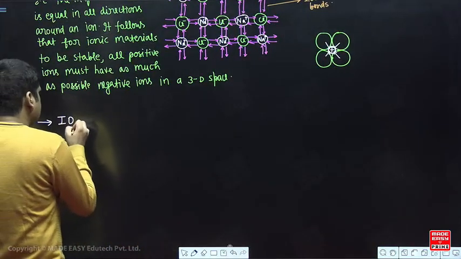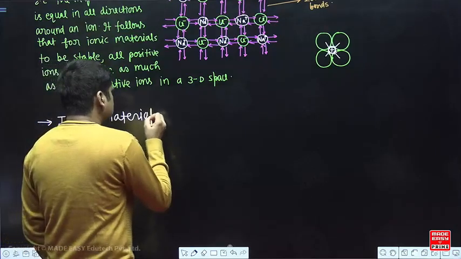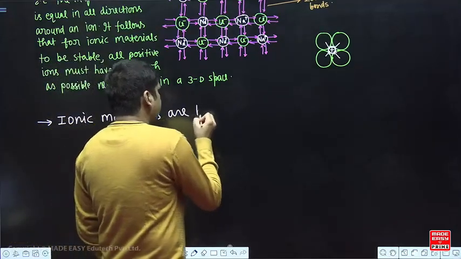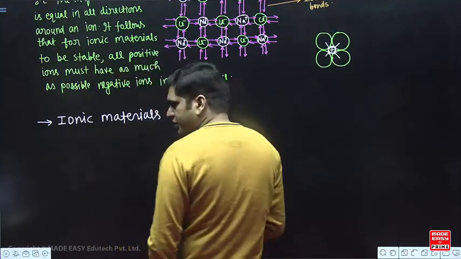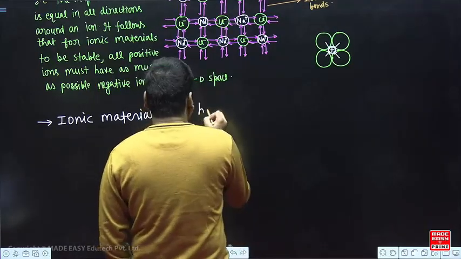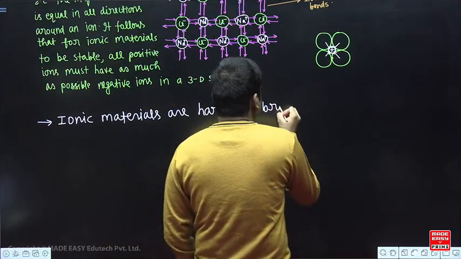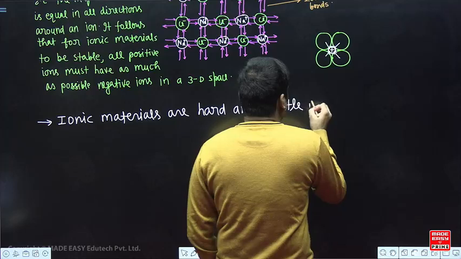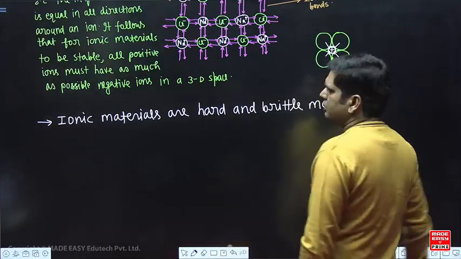Ionic materials are brittle materials. Or write hard and brittle, that would be better. Hard and brittle materials. Ionic materials are hard and brittle materials, right?